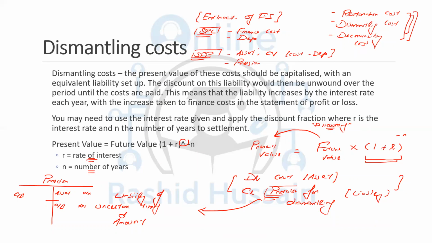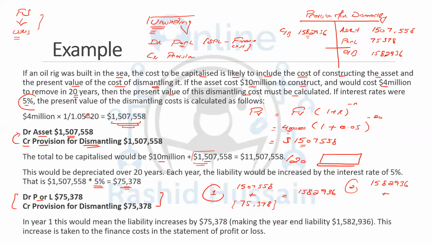If they're asking what figure is going to be in the statement of profit or loss, then you're going to tell them the two figures, or an aggregate figure of the finance cost and the depreciation. Finance cost is on the unwinding, and then we have the depreciation, which is the cost of the asset divided by its useful life. When they ask you regarding the statement of financial position, it is going to be either the asset's carrying value, which is cost minus depreciation, or the provision, which is going to be the closing balance.